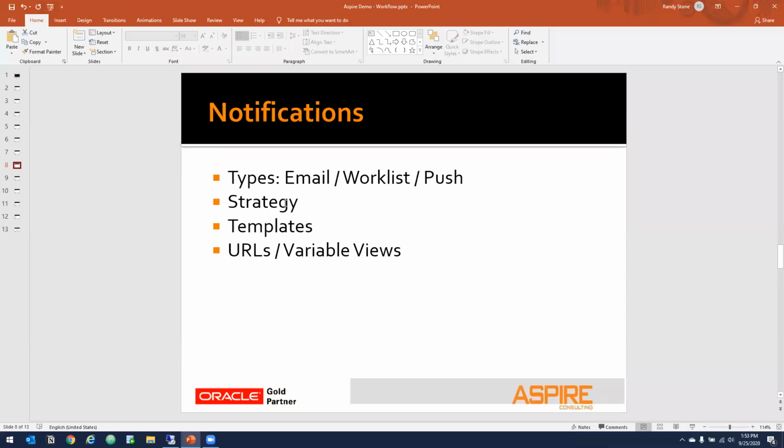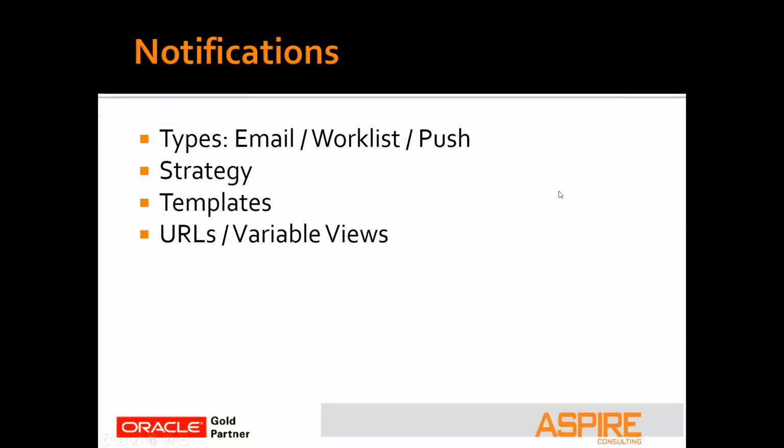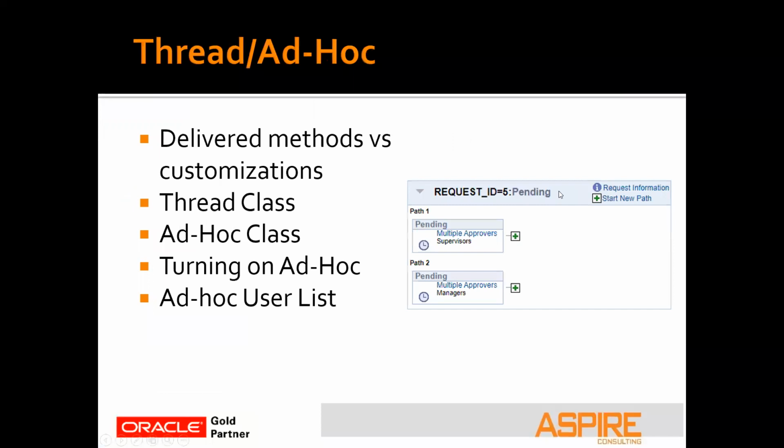We went over strategy, offline and online. We went over the types, and we just talked about the variable views and the URLs and how you need a developer to get extra. I'm going to go through this real quick from the slide, since we're running low on time, on ad hoc approvals and how you turn that on.